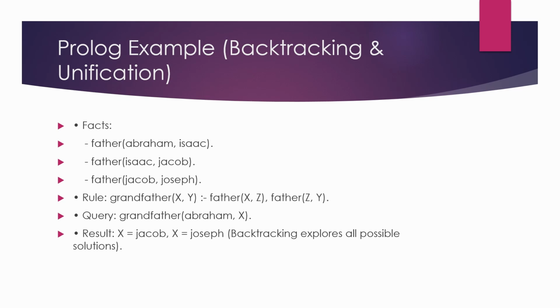Let's look at an example in Prolog. Consider the following facts: father(abraham, isaac), father(isaac, jacob), and father(jacob, joseph). We have a rule for grandfather: grandfather(X, Y) :- father(X, Z), father(Z, Y). When we ask Prolog grandfather(abraham, X), it uses backtracking and unification to find all possible solutions. Prolog will deduce that Abraham is a grandfather to both Jacob and Joseph.